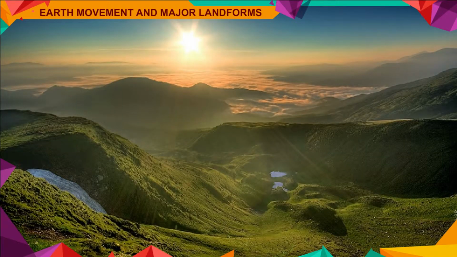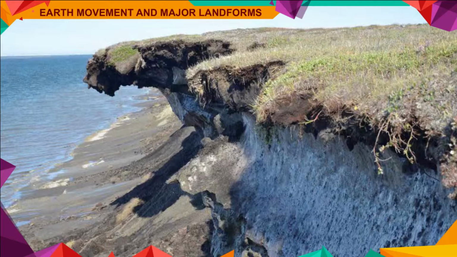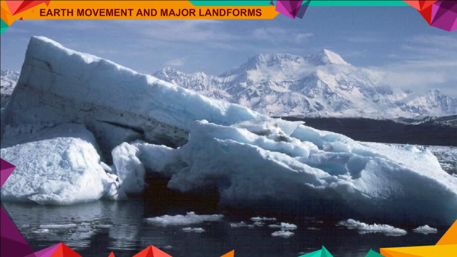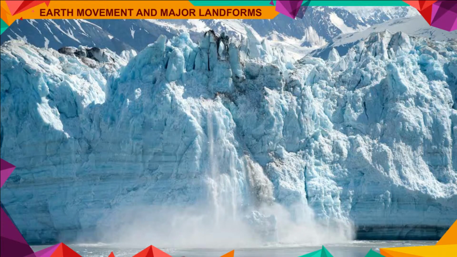Major landforms. The landscape is being continuously worn away by two processes: weathering and erosion. Weathering is the breaking up of rocks on the Earth's surface. Erosion is the wearing away of landscape by different agents like water, wind, and ice. The eroded material is carried away and eventually deposited. The process of erosion and deposition creates different landforms on the surface of the Earth.